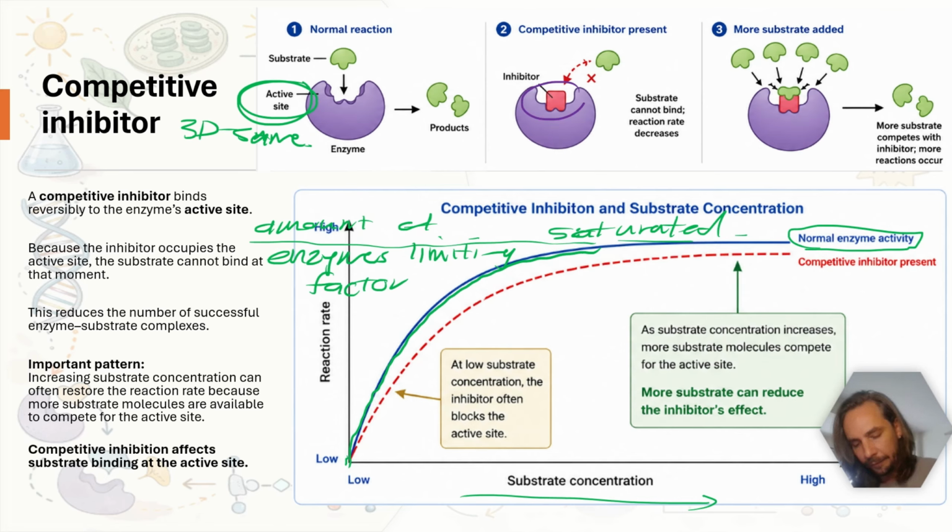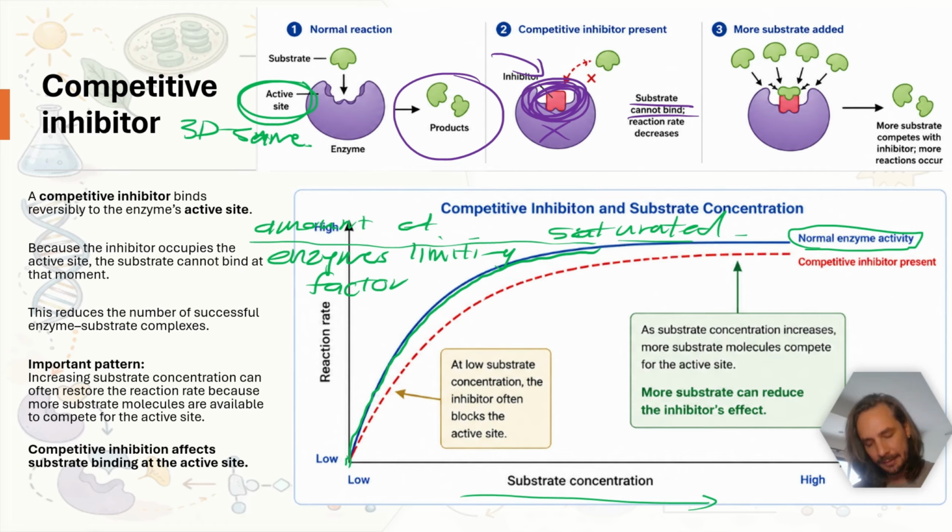Because they're competing for the same site, it will bind to the active site, but it will not change the shape of the enzyme. But because it has bound to the active site, the substrate cannot bind. And if the substrate cannot bind, it cannot catalyze the reaction. So the reaction rate will go down.